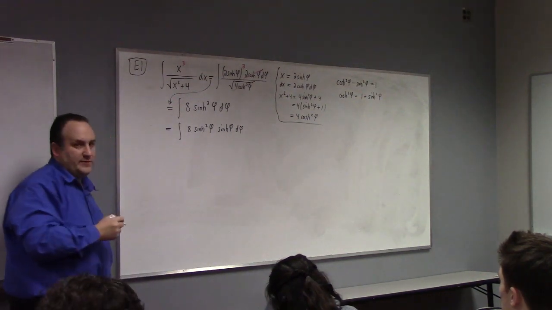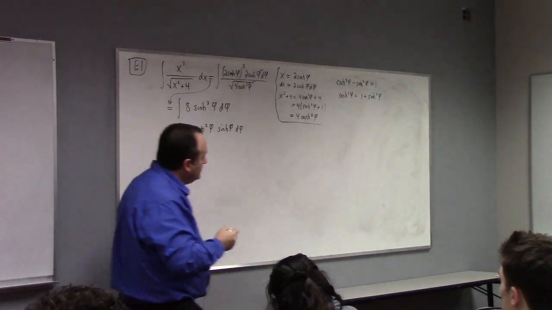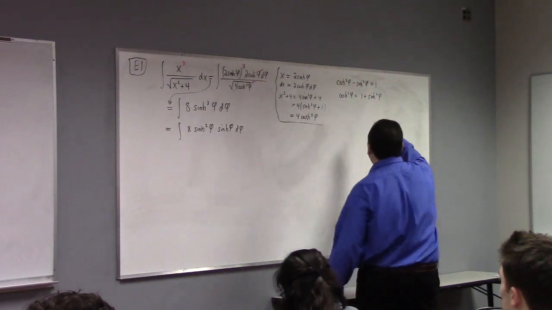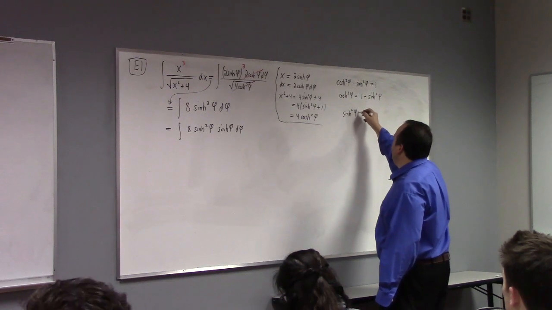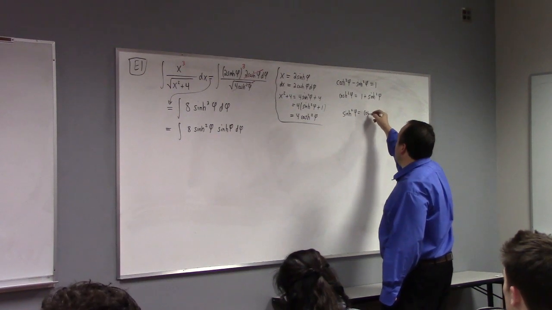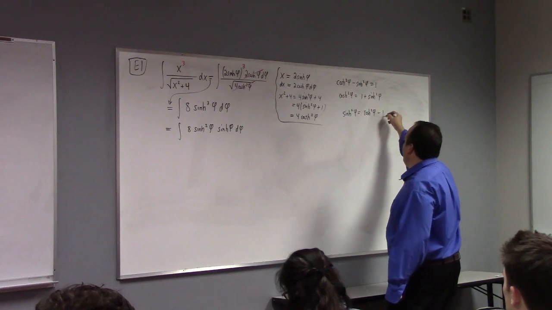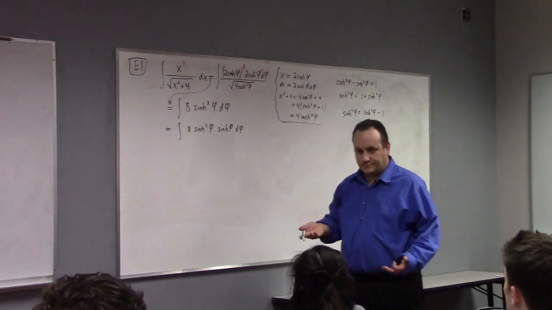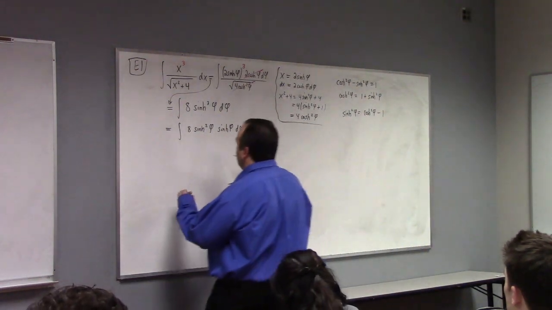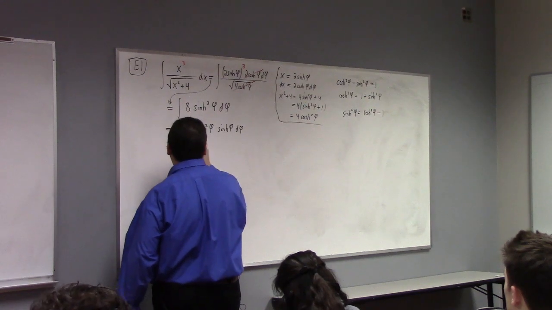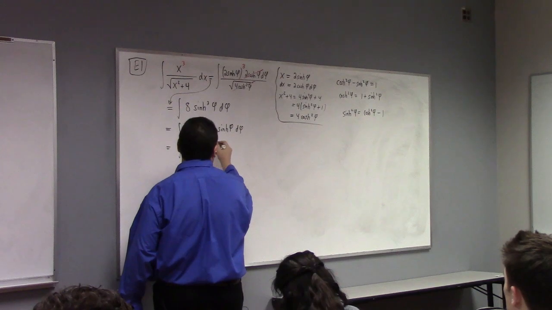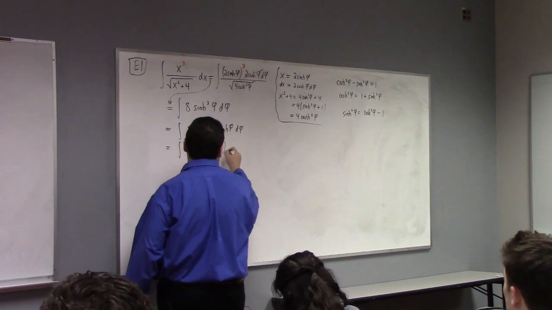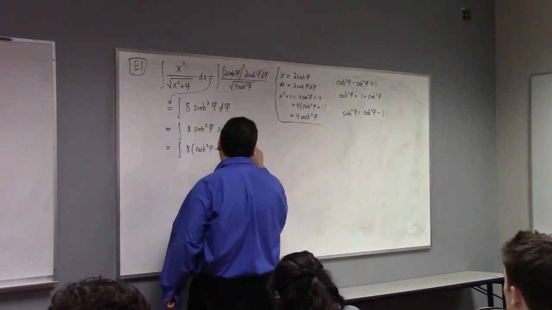I can trade a sinh squared for a what? See, sinh squared phi is what? It is cosh squared phi minus 1, yeah? So I can trade my sinh squared for cosh squared minus 1. And why would I do that? Do you guys see why I do that?